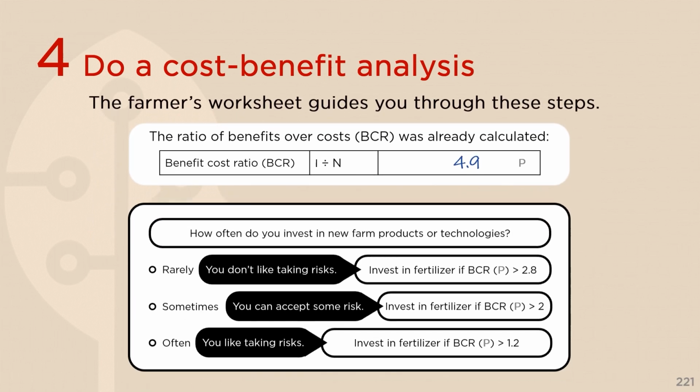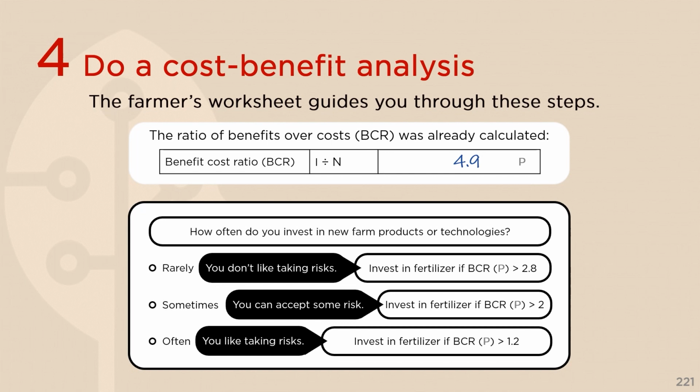Next, the worksheet allows you to select your risk appetite by asking you again how often you invest in new farm products or technologies. If you don't like taking risks and you rarely invest in new products or technologies, your benefit cost ratio should be at least 2.8 or a rounded 3. The value in our example is 4.9, which exceeds 2.8. This means that fertilizer is highly profitable, and Akilimo recommends to invest if you don't like taking risks. It is a safe investment in your situation.